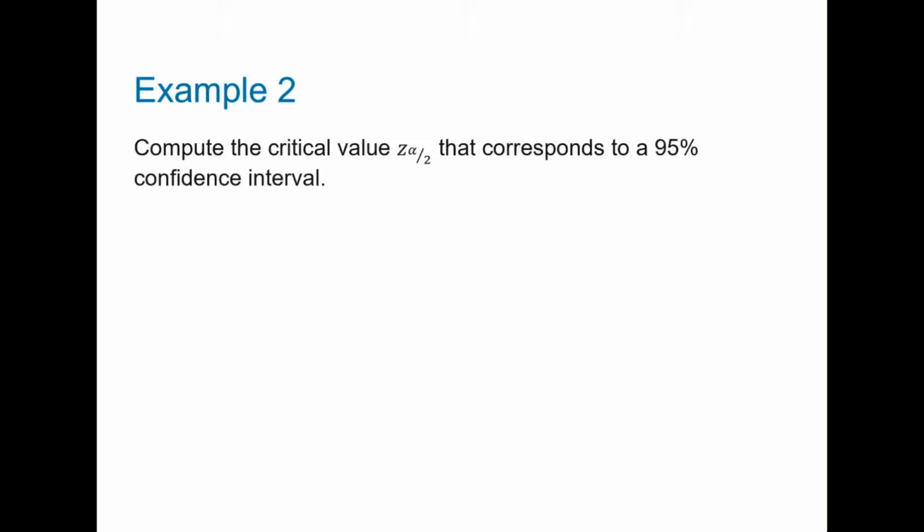Compute the critical value z sub alpha over 2 that corresponds to a 95% confidence interval. The notation z sub alpha over 2 means the z-score such that the area in the right tail is alpha over 2. In order to find this value, let's draw a sketch. We have the normal curve here. So we want to find the z-score such that the area in the right tail is alpha over 2.